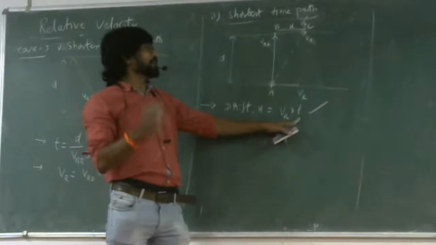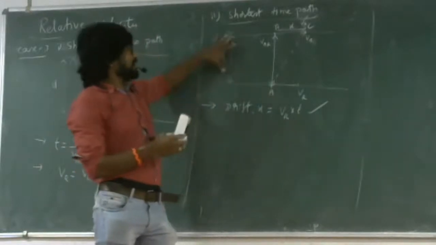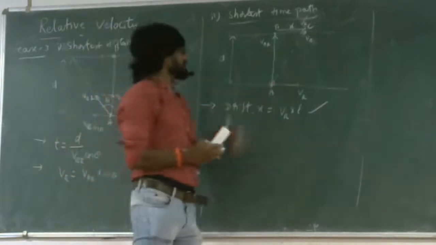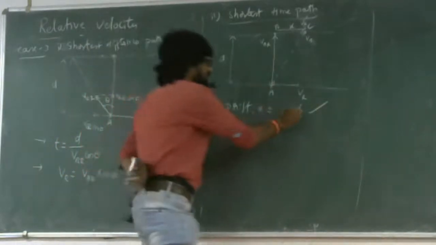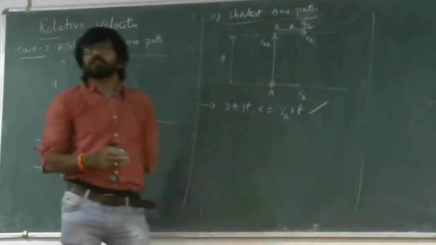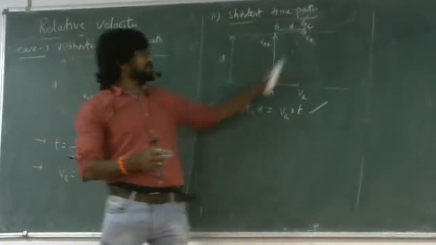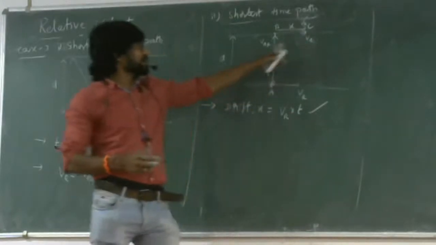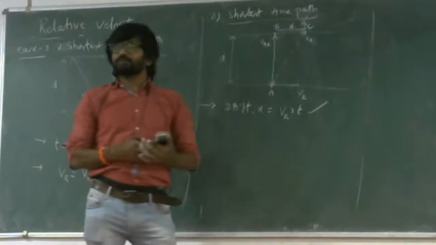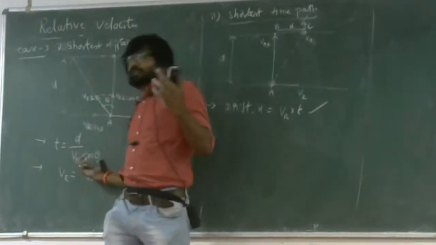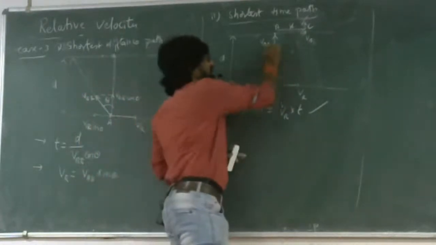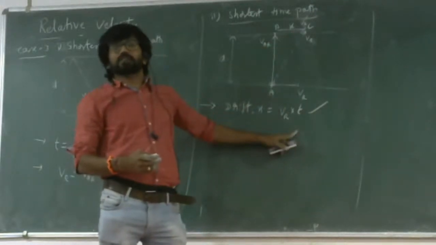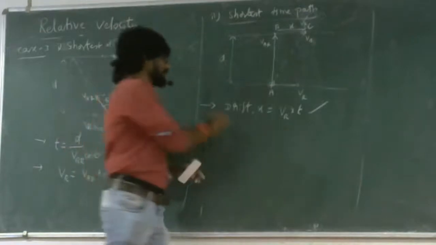And t will be distance by velocity. So distance by what velocity? The resultant velocity. Time taken to cross this is nothing but distance by resultant velocity. In this case, VB will be VBR plus VR. In this case, it is VBR cos theta. Sorry, VBR plus VR will be the resultant velocity. So if you substitute this, you get the drift.